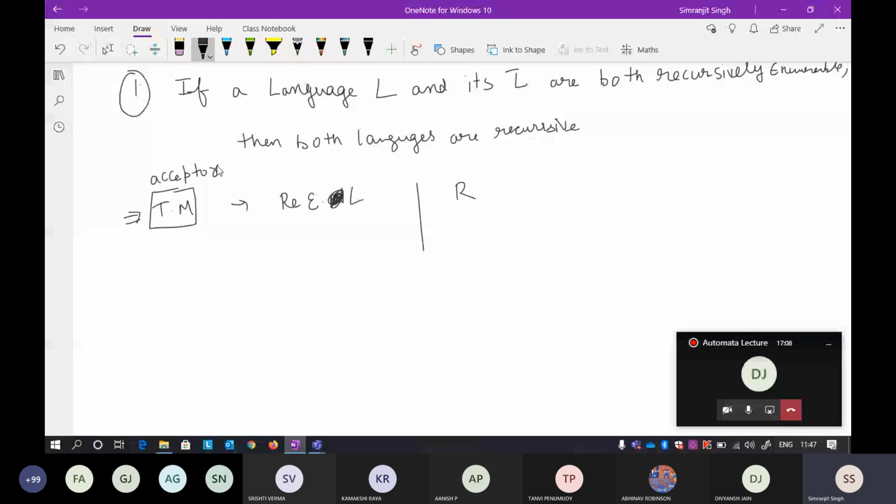If a particular language is given to you, and this is the set of all strings that are possible over sigma.